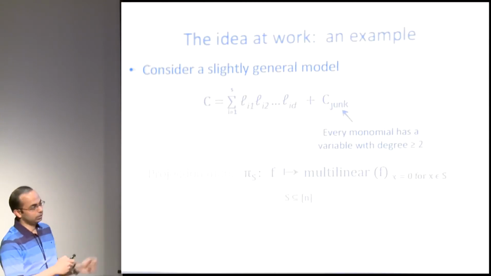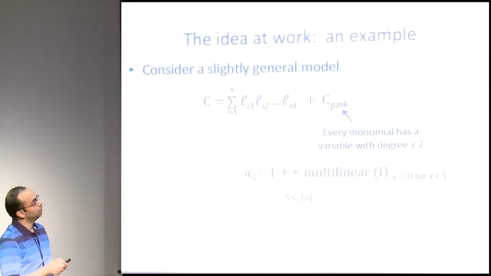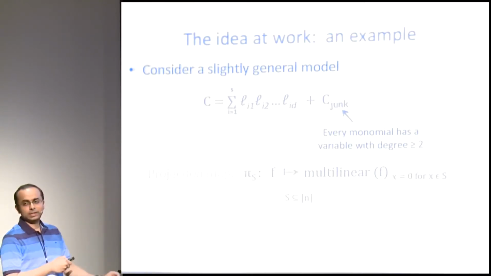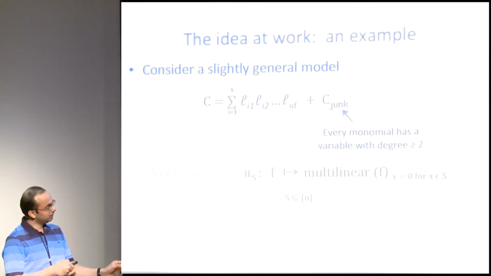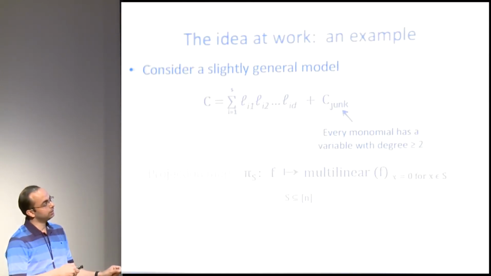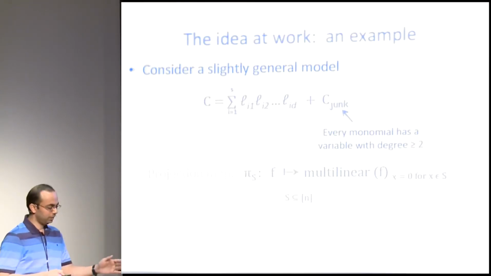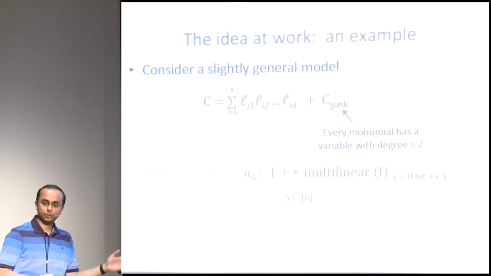Okay, so let's do this concretely. So let's define a projection map where S is a subset of 1 through n, n is the number of variables, which takes a polynomial and restricts it to just its multilinear monomials. And after restricting to just the multilinear monomials, it sets all the x variables inside S to 0. I should have said that, yeah, I'm identifying a variable with its index here. That's all. Okay? So every variable x1 through xn I'm identifying with 1 through n.